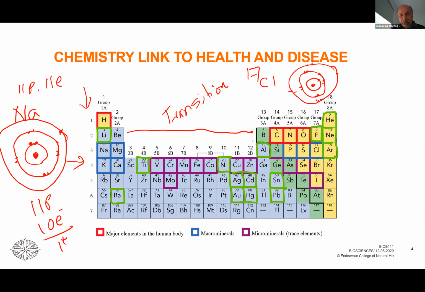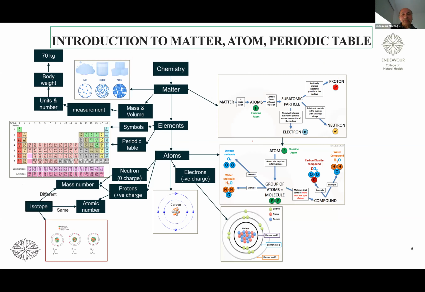All right. So I have actually made a concept map showing whatever we have done in this session. Chemistry is the study of matter. Matter is made up of atoms. Atoms are made up of subatomic particles. And the subatomic particles are protons, neutrons, and electrons. Protons positively charged, neutrons neutral, electrons negatively charged.